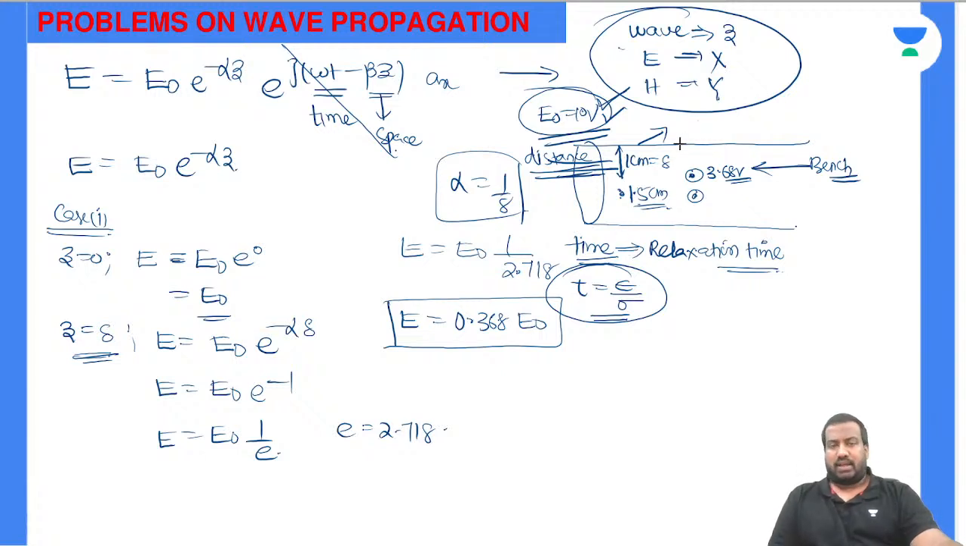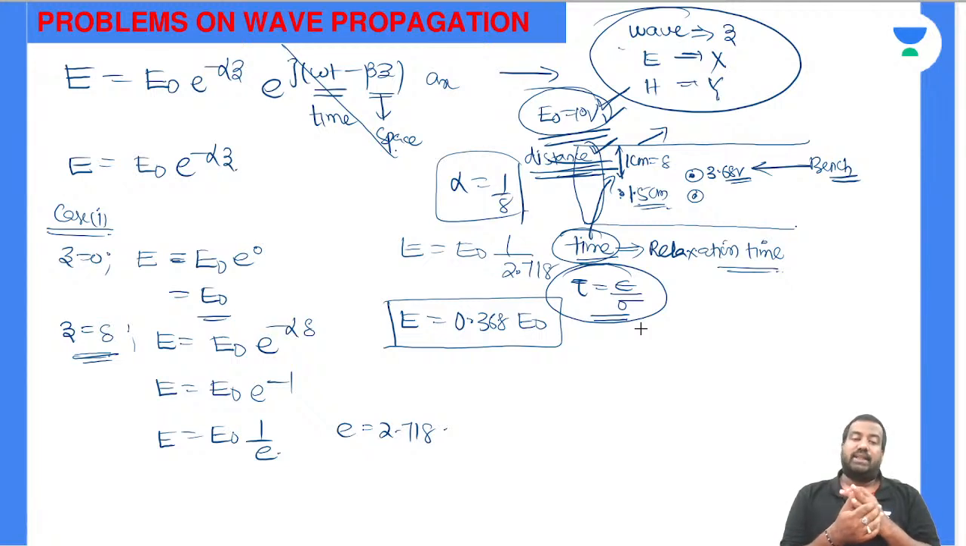That means what? Relaxation time and penetration depth are saying the same thing. But penetration depth is telling in terms of distance and relaxation time is telling in terms of time. But they are indicating the same concept. Most of the students don't know that they both indicate the same concept. Is it clear?